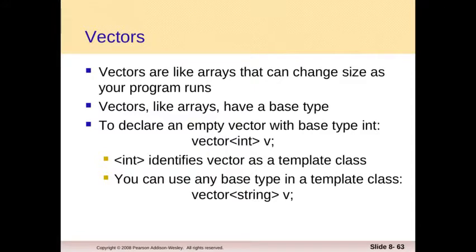So in that sense, vectors are like arrays that can change the size as your program runs. Vectors also have a base type, but vectors are implemented as templates, and we've never spoken about templates before, so if you don't recognize that term, don't worry, you didn't miss anything. We didn't talk about it yet. A vector is created like this. And here in these angle brackets, this int here, that is the base type. That is the type of the elements.